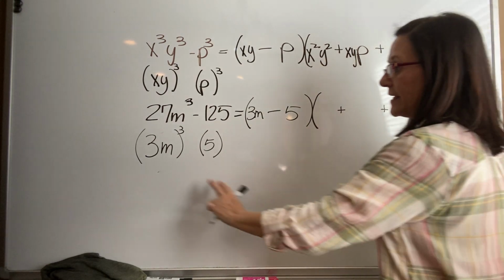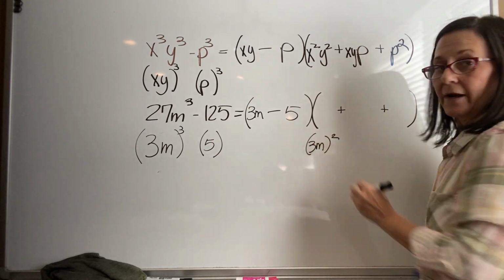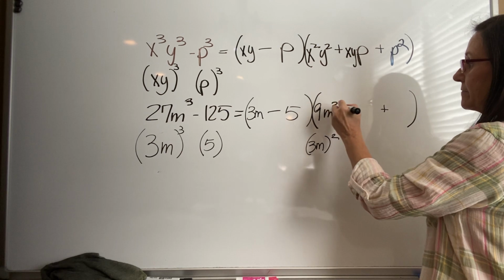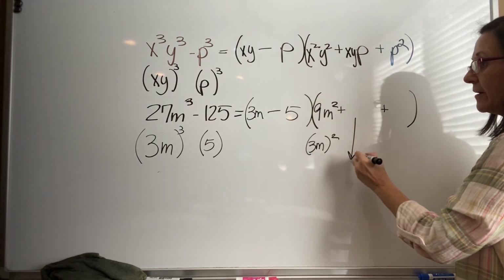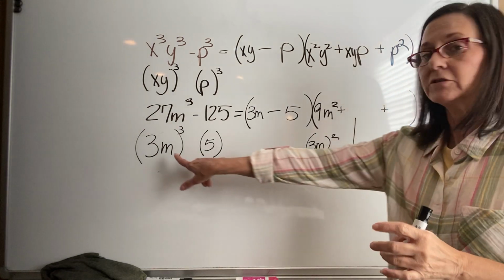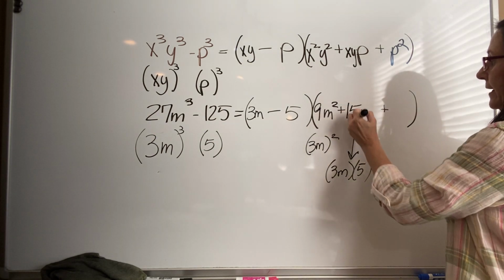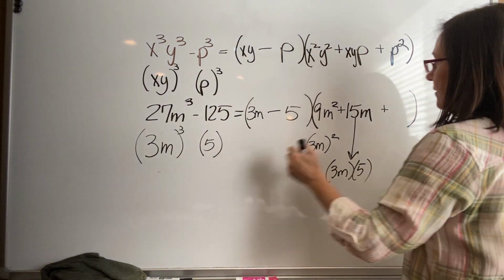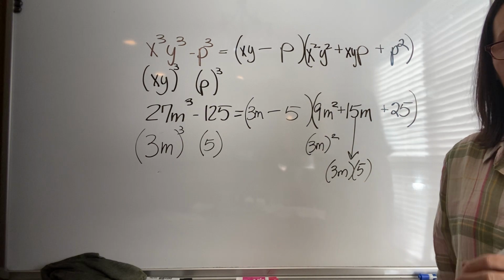This first term is this term squared. This is 3m squared. So 3 squared is 9, and that's m squared. This middle term here is 3m times 5. I multiply those two terms, which is 15m. This last term is that term squared, 5 squared, which is 25.